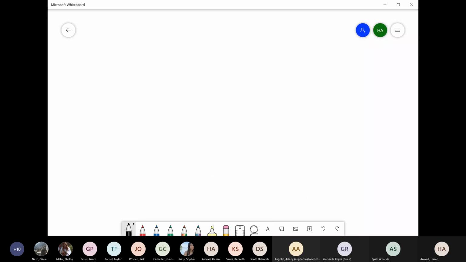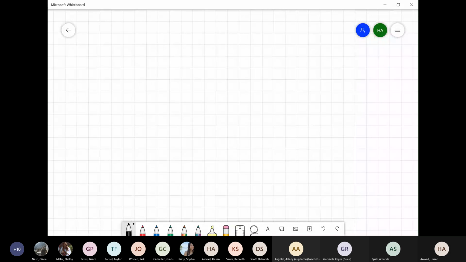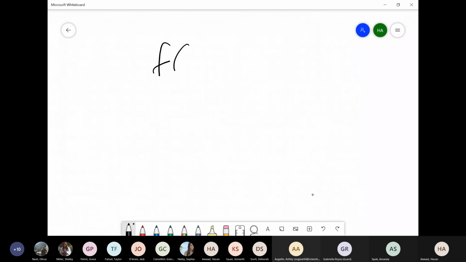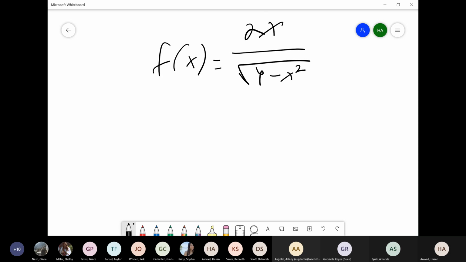And Keji, you're asking for 33. Sure, we can do 33. Because there's a little bit to do here, I'm going to want some people to participate with this one. So let's at least get this going. So our function f of x is equal to 2x over the square root of 4 minus x squared.